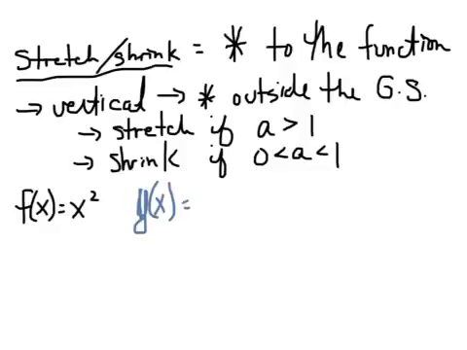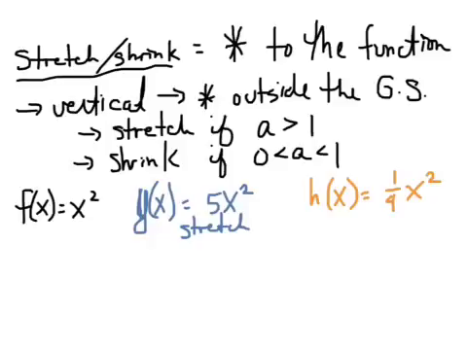g of x is, let's say, 5x squared. And let's go h of x equals 1/4 x squared. So notice how there's no parentheses. It's outside the grouping symbol if there's no parentheses. On the first one here, this would be a stretch. And we're going to also have to put vertical here.